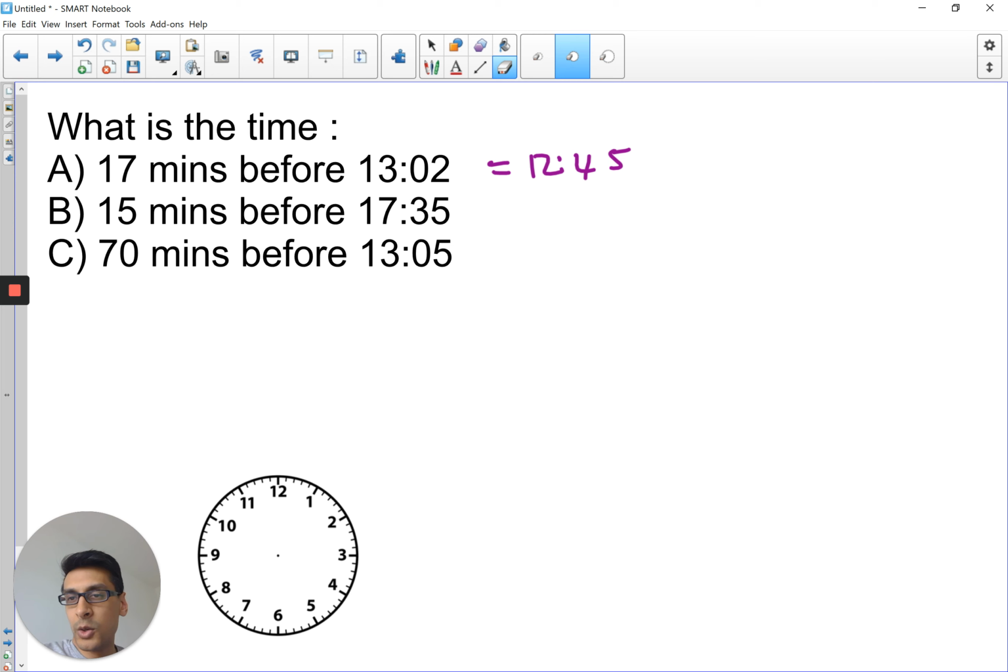Okay, so going through question B, you should have an answer ready. 15 minutes before 17:35. So a way to do something like this, because it's nicely rounded to 5 minutes, is just to take away 10 minutes to get 17:25 and then take away 5 minutes. So you get 17:20.